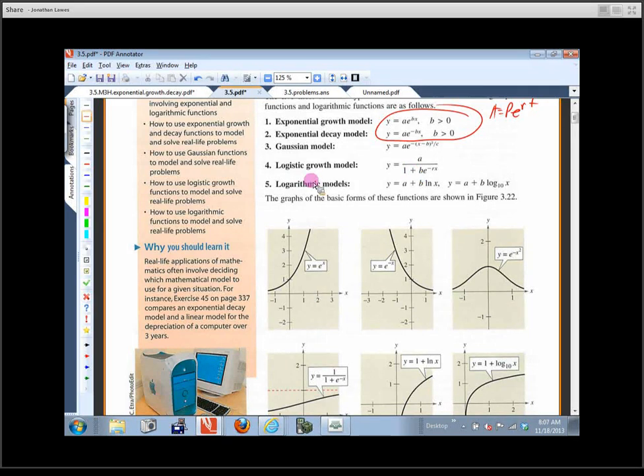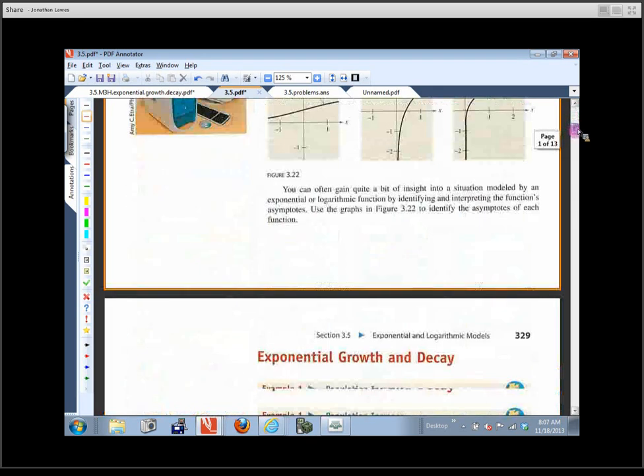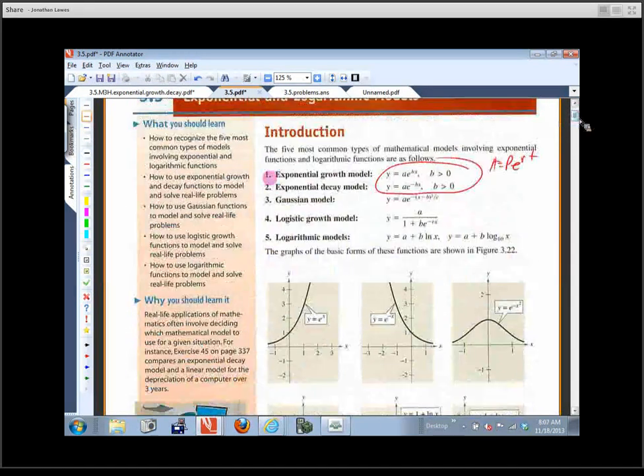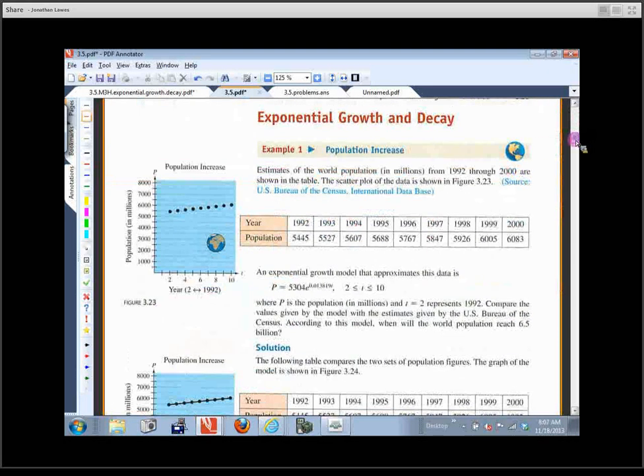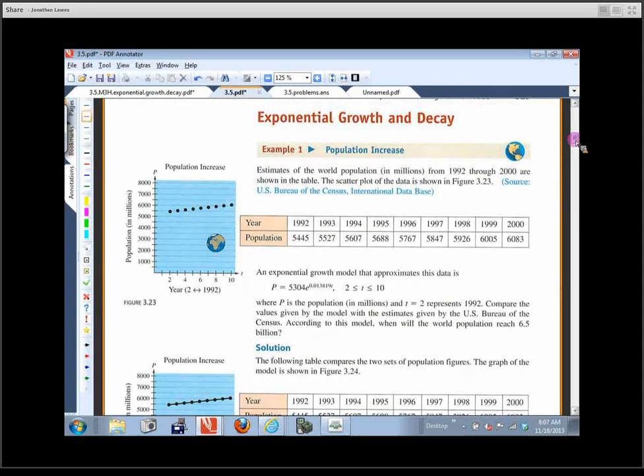And then they've got logarithmic models down here at the bottom. Okay, so that page is just kind of an introduction. Again, the only ones that we're going to deal with are just exponential growth and decay. And we've got a couple different models here. This first example, again, hopefully you read it, was about population increase. Populations usually can be modeled using exponential models, okay? Because they grow a set percentage each year, or at least we can approximate what that is.